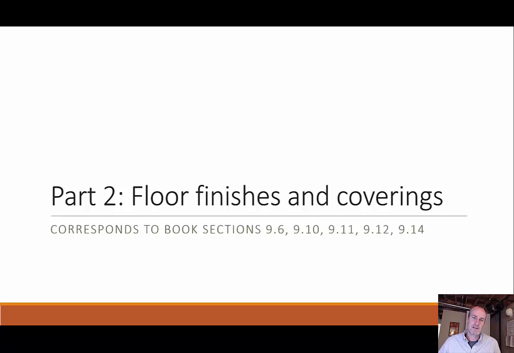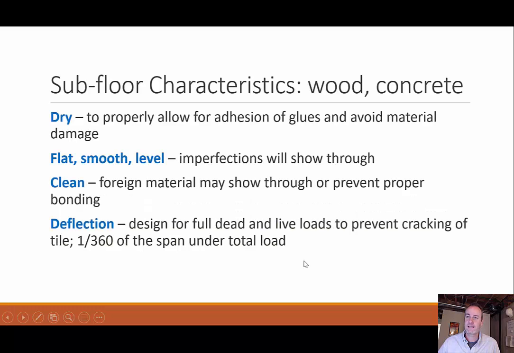So like I said, this corresponds to Chapter 9, in particular with the floor. We're talking about 9, 6, 10, 11, 12, and 14. Before we can talk about our flooring and placing our flooring on a surface, we have to talk about the subfloor. What is the flooring surface that we're going to apply this flooring to, and what do we need it to be? What are some characteristics of that?